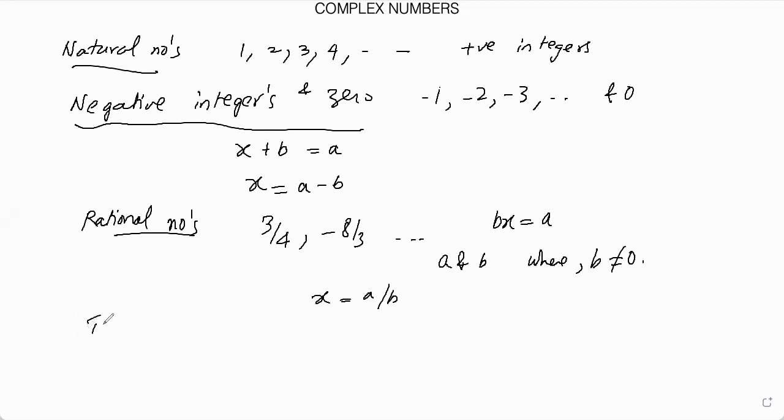We have irrational numbers such as √2 and pi, that cannot be expressed in the form a by b, where a and b are integers and b is not equal to 0.